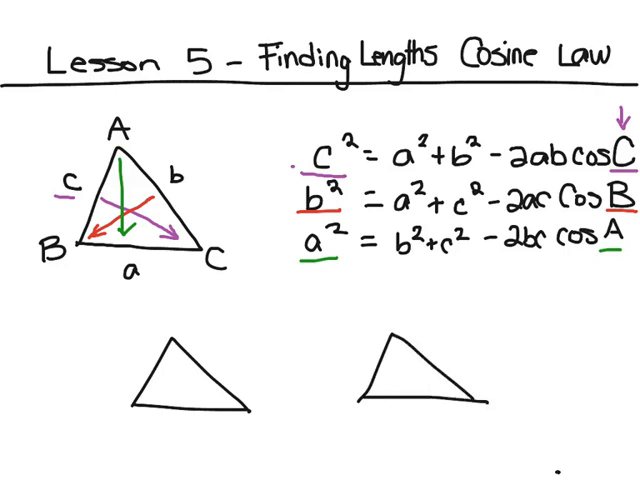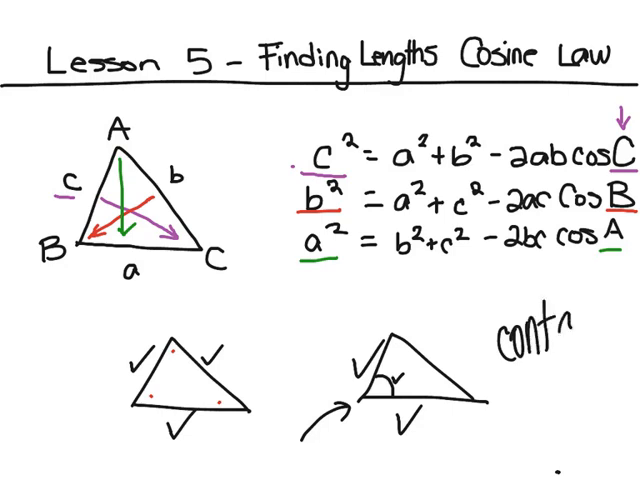So if you have a triangle and you know all 3 sides, you can use the cosine law to find any angle. Also, if you know 2 sides and the containing angle on the inside. So the angle has to be between 2 of the sides for you to use the cosine law. That's all you have to remember. So contained angle. Underline the word contained.